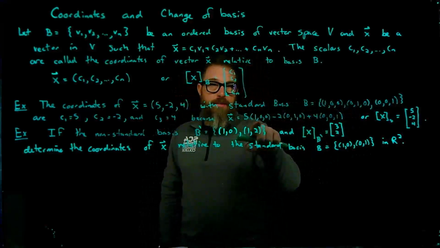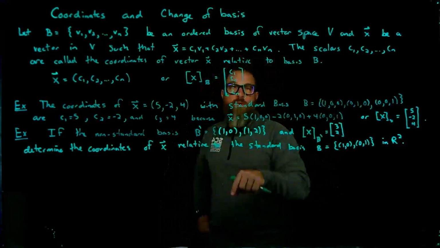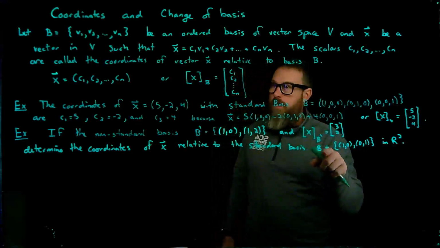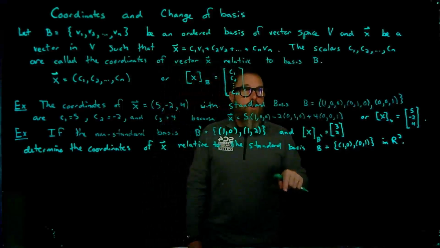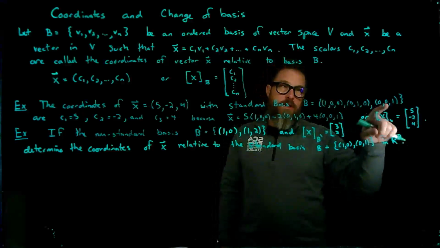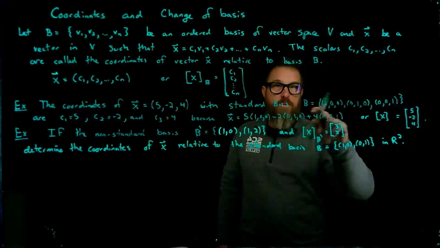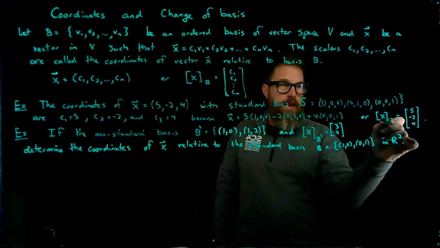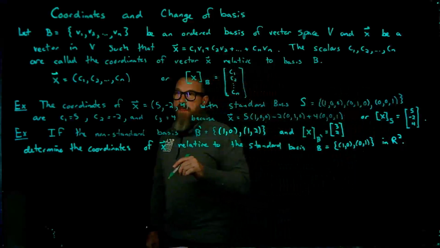Moreover, it's 5 times the first vector in that basis, minus 2 times the second, plus 4 times the third. And if we simplify this through vector addition and scalar multiplication, it simplifies exactly to this piece here. So I can also write this as a vertical matrix: 5, -2, 4. So x with respect to this basis, which we usually call the standard basis S, is equal to 5, -2, 4.